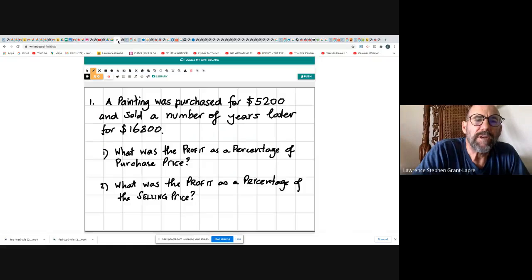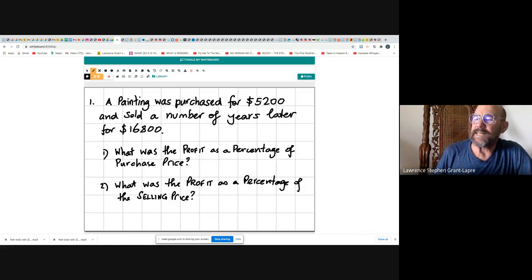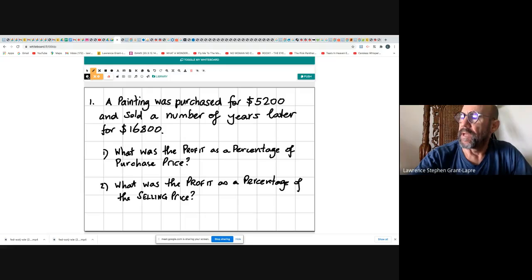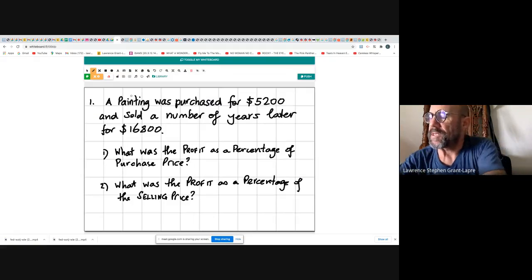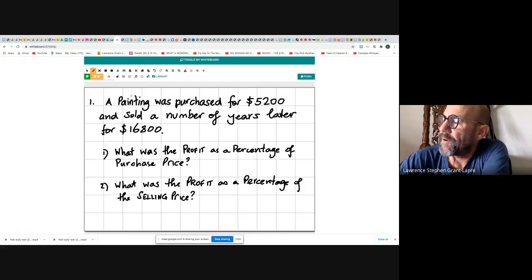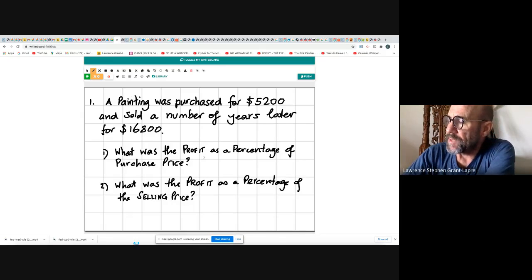I would like to look at a question that has to do with percentages. Let's choose a good color. Now here we have a question. It says a painting was purchased for $5,200 and sold a number of years later for $16,800. First question is, what was the profit as a percentage of the purchase price?